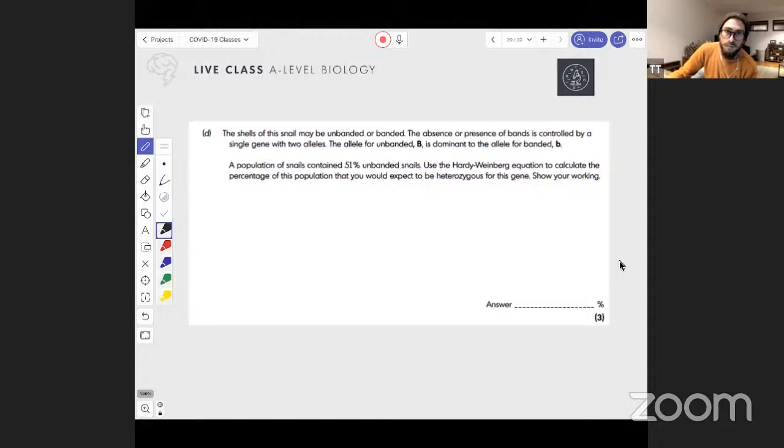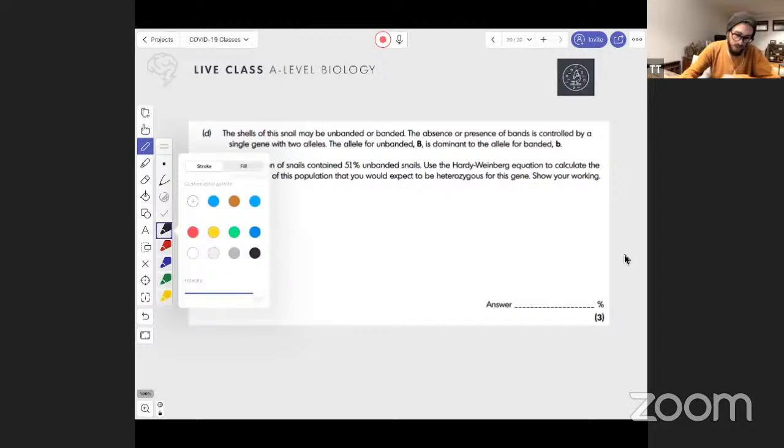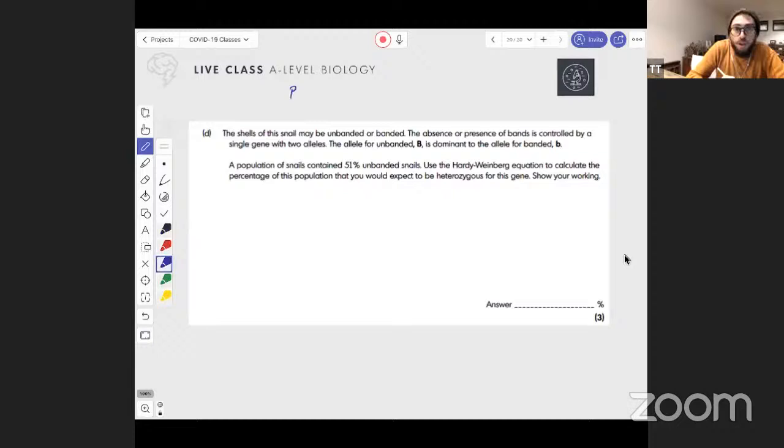What do we know? Before we go about answering the question, what can we do with Hardy-Weinberg questions? You are always going to know one of a couple of things. You're either going to know the frequency of p, the dominant allele, or you're going to know q, or it will tell you what p squared is, or what q squared is, or what 2pq is. So these are your possible starting points.